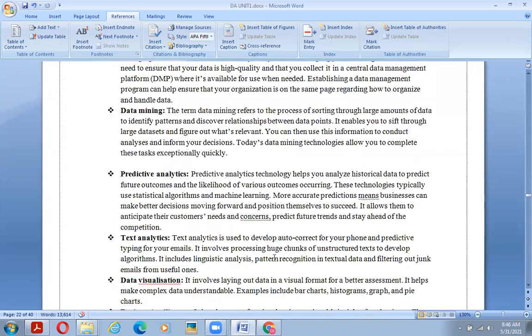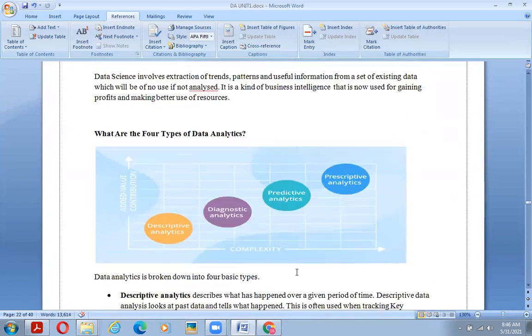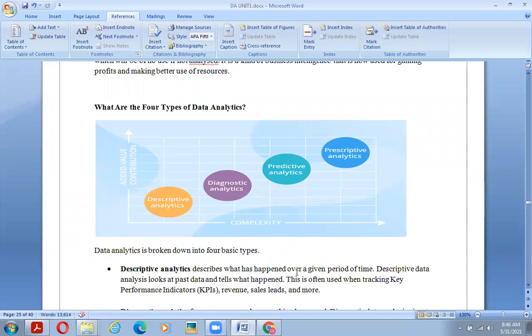Now, for fulfilling the objective, what are the different types of data analytics we have? We have 4 types of data analytics. So what are those 4 types? We have a graph in front of us, where the y-axis is the added value contribution and the x-axis is the complexity. Descriptive analytics, diagnostic analytics, predictive analytics, and prescriptive analytics.